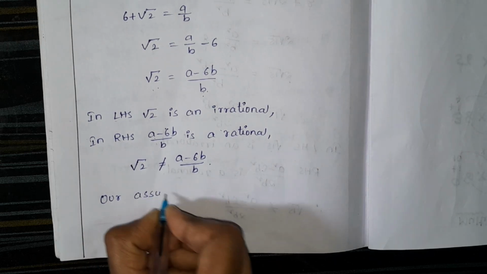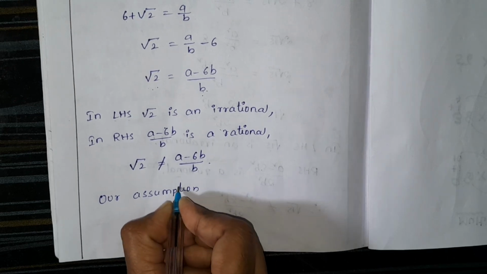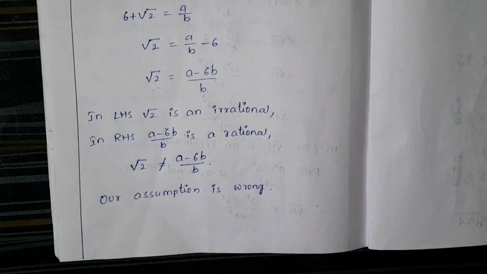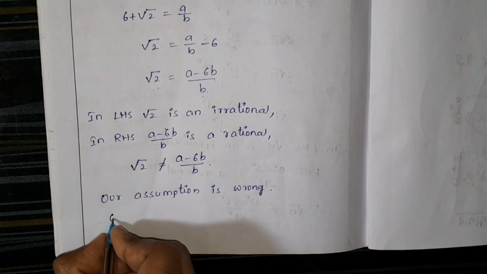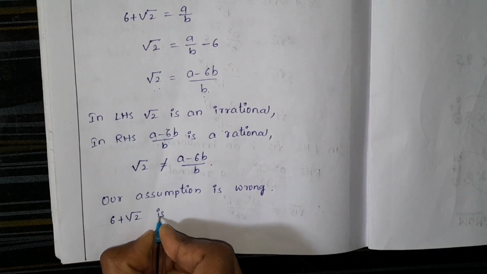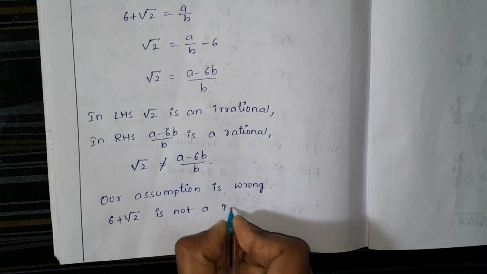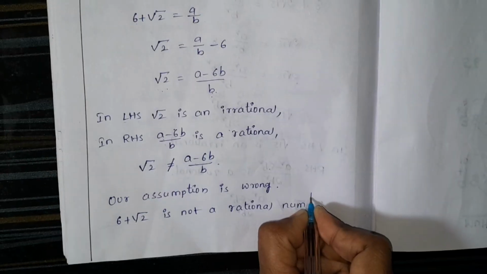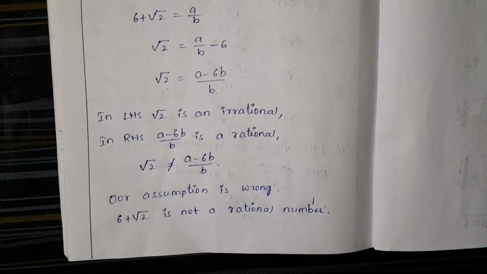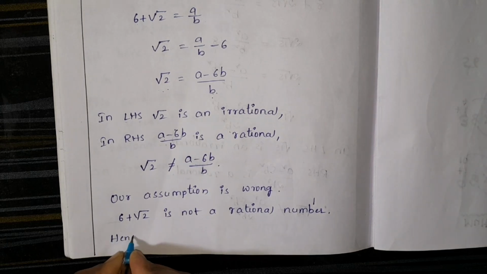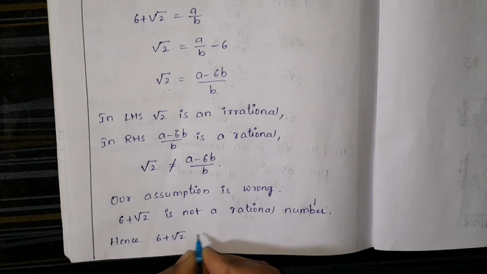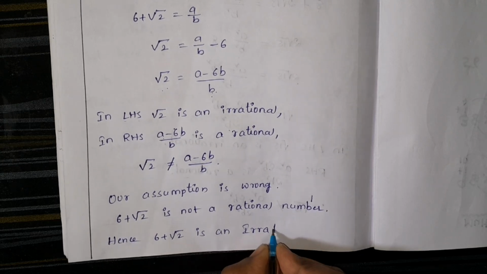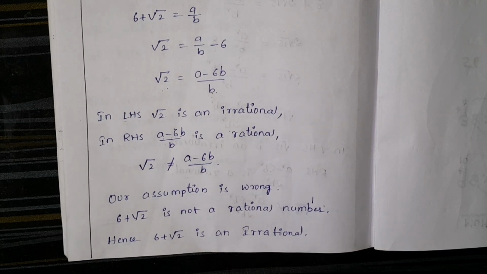We assumed it is a rational number, so that is wrong. Our assumption is wrong. Next, we can write 6 plus root 2 is not a rational number. Hence, if it is not a rational number, it is an irrational number. Hence 6 plus root 2 is an irrational number.